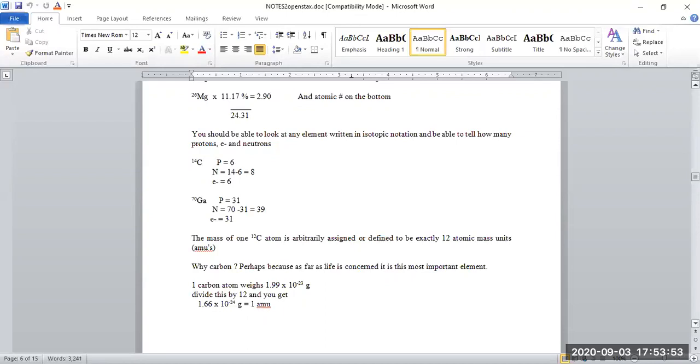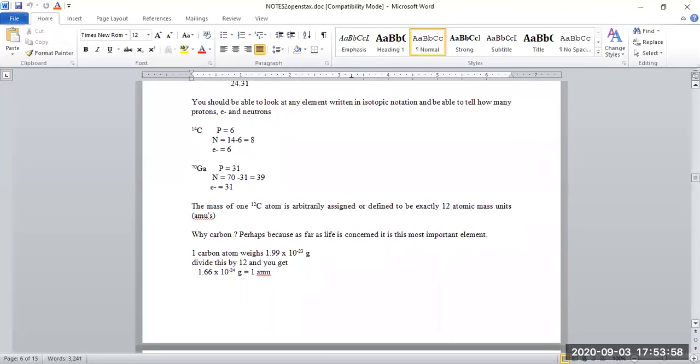So how about one that's a little bit bigger? I picked on gallium. Gallium is a semi-metal. It has uses in batteries and some other things like that. It's number 31 on the periodic table. So 31 protons, 31 electrons, 39 neutrons because I subtracted. So 70 minus 31, that'll give me 39. Simple subtraction.